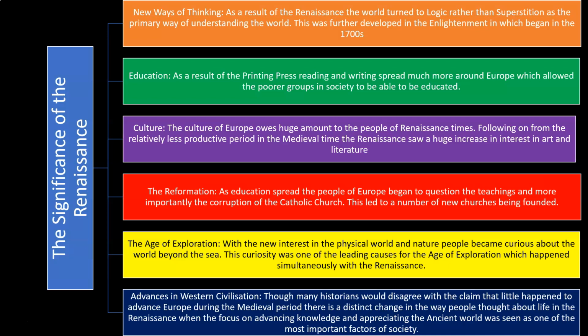The second thing we could say is significant about the Renaissance is possibly education. And this is really coming down to the printing press to a large extent. Remember when we talked about the printing press and Gutenberg, I talked about how significant an invention this was. What this allowed was for reading and writing to really spread across Europe, and after Europe into the wider world. And it allowed the poorer groups of people to become educated.